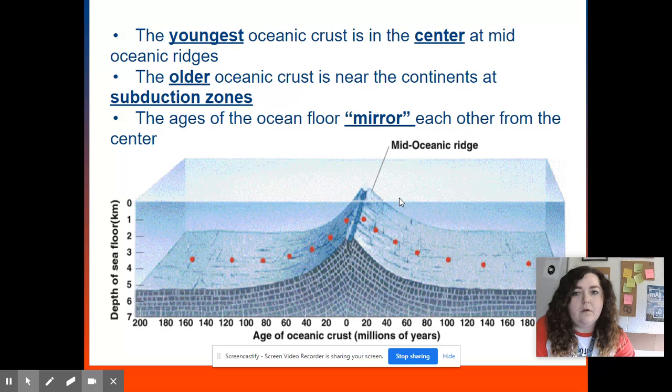So, here's the actual blanks. Sorry, I'm a little bit ahead of myself. So, the youngest oceanic crust is at the center at mid-ocean ridges. The older oceanic crust is near the continents at subduction zones, not the coast. Sorry, I told you wrong. And then the ages of the ocean floor mirror each other from the center. So those are your blanks for number 2.